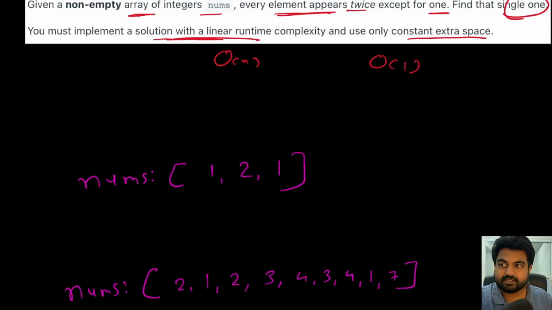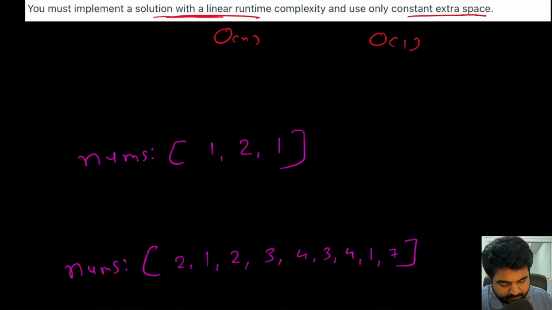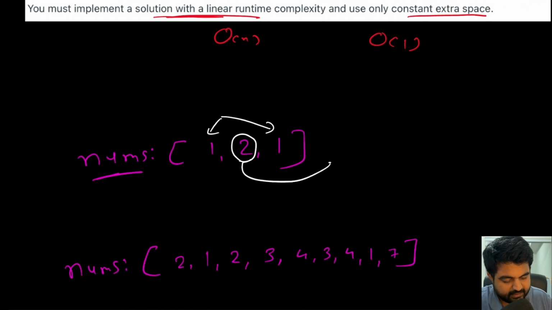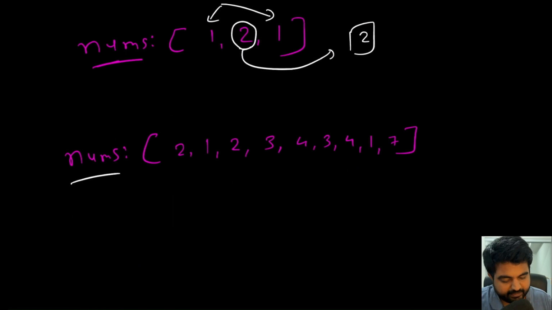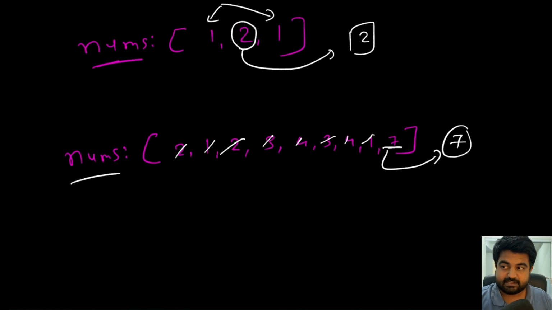Now let's first try to understand a couple of examples. Suppose we are given an input array like this, then we can see that 1 appears twice and 2 appears only once. So we need to find the single number, so we can return 2 as the answer. Same way over here, if there are more entries, still we can see that 2 appears twice, 1 appears twice, 3 appears twice, and 4 appears twice. 7 only appears once. So we need to return 7 as the answer. So basically this is the problem statement.